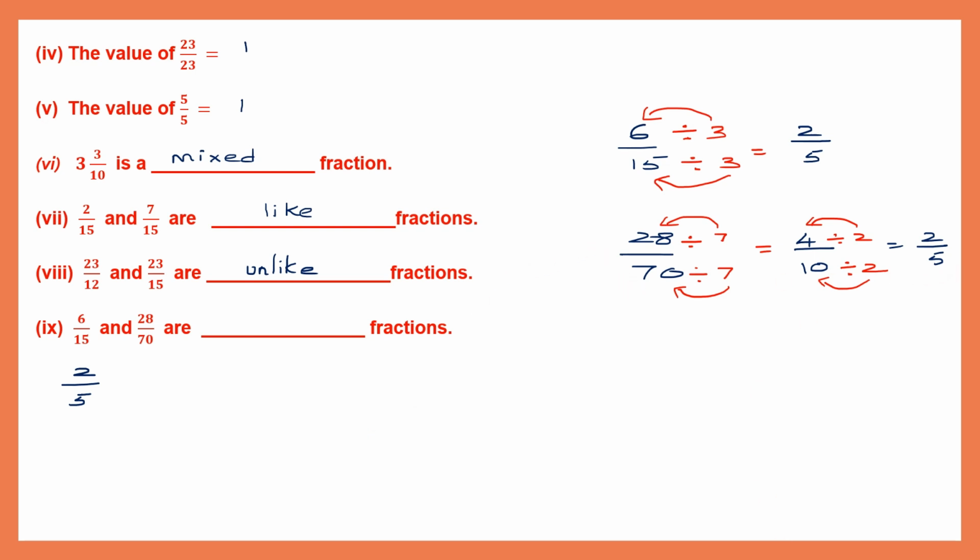Let's write it down here. 2 by 5. Now can you see 6 by 15 is reduced to 2 by 5 and 28 by 70 is also reduced to 2 by 5. That means they both are equal. If these two fractions have the same value, they're also called equivalent fractions. We can call them equivalent or equal. So let's write down the answer here, equal fractions.